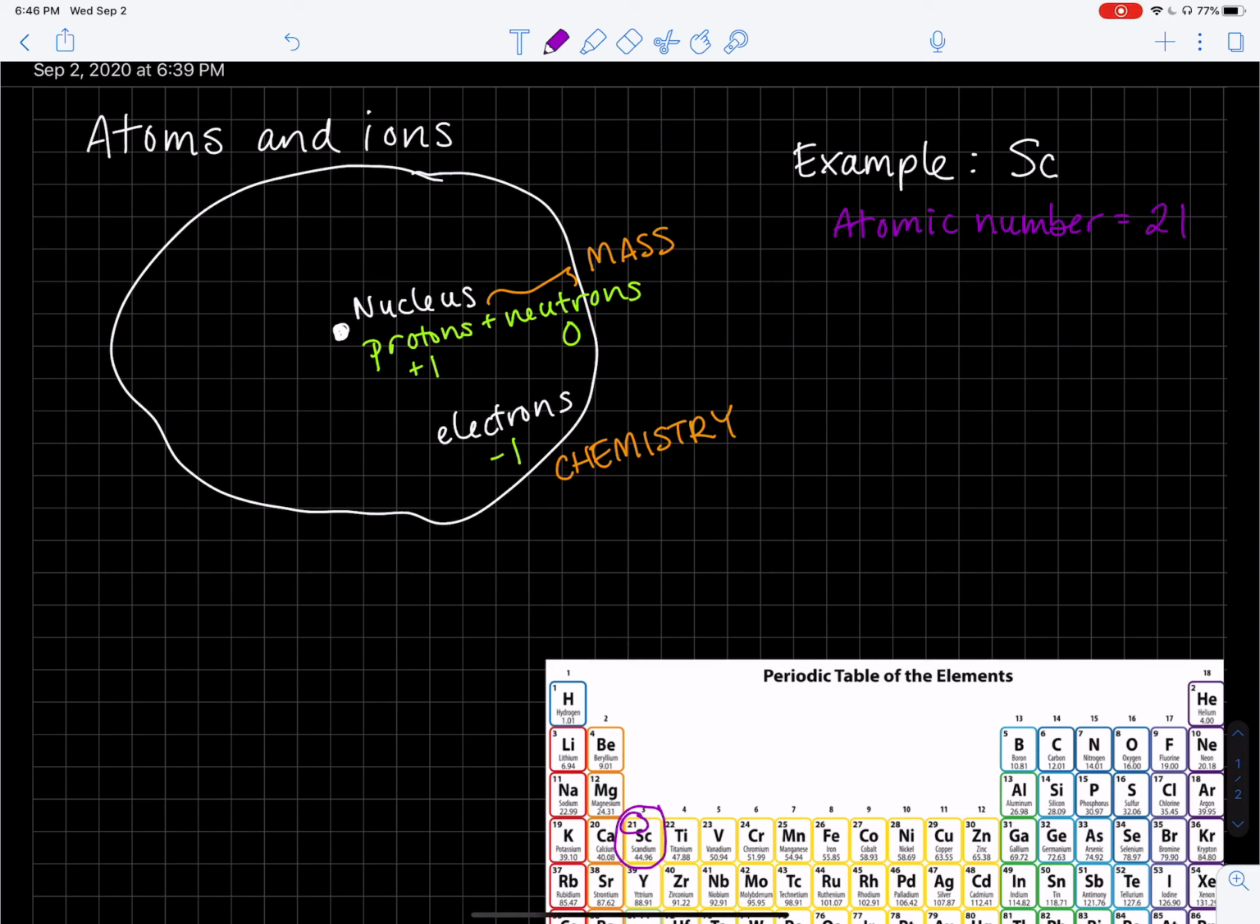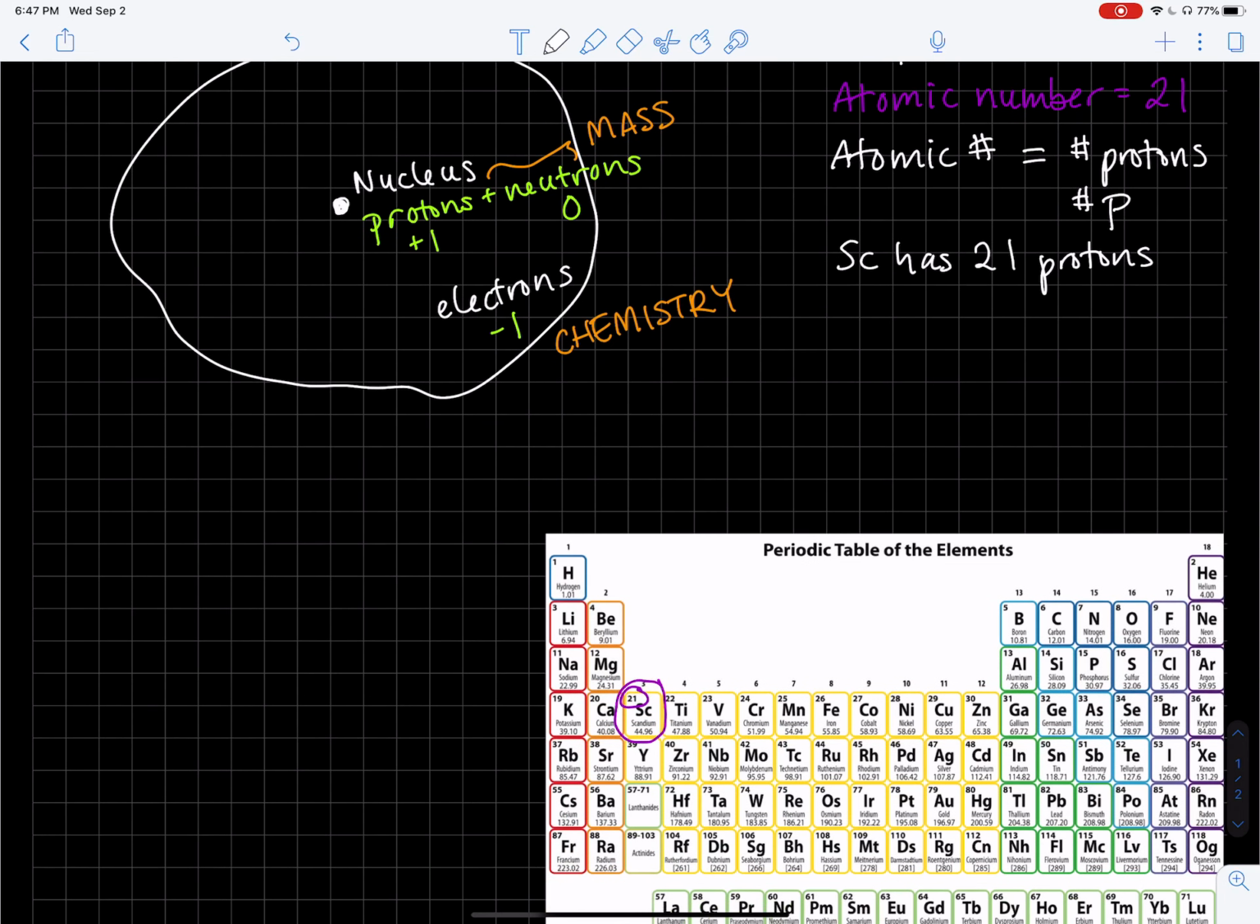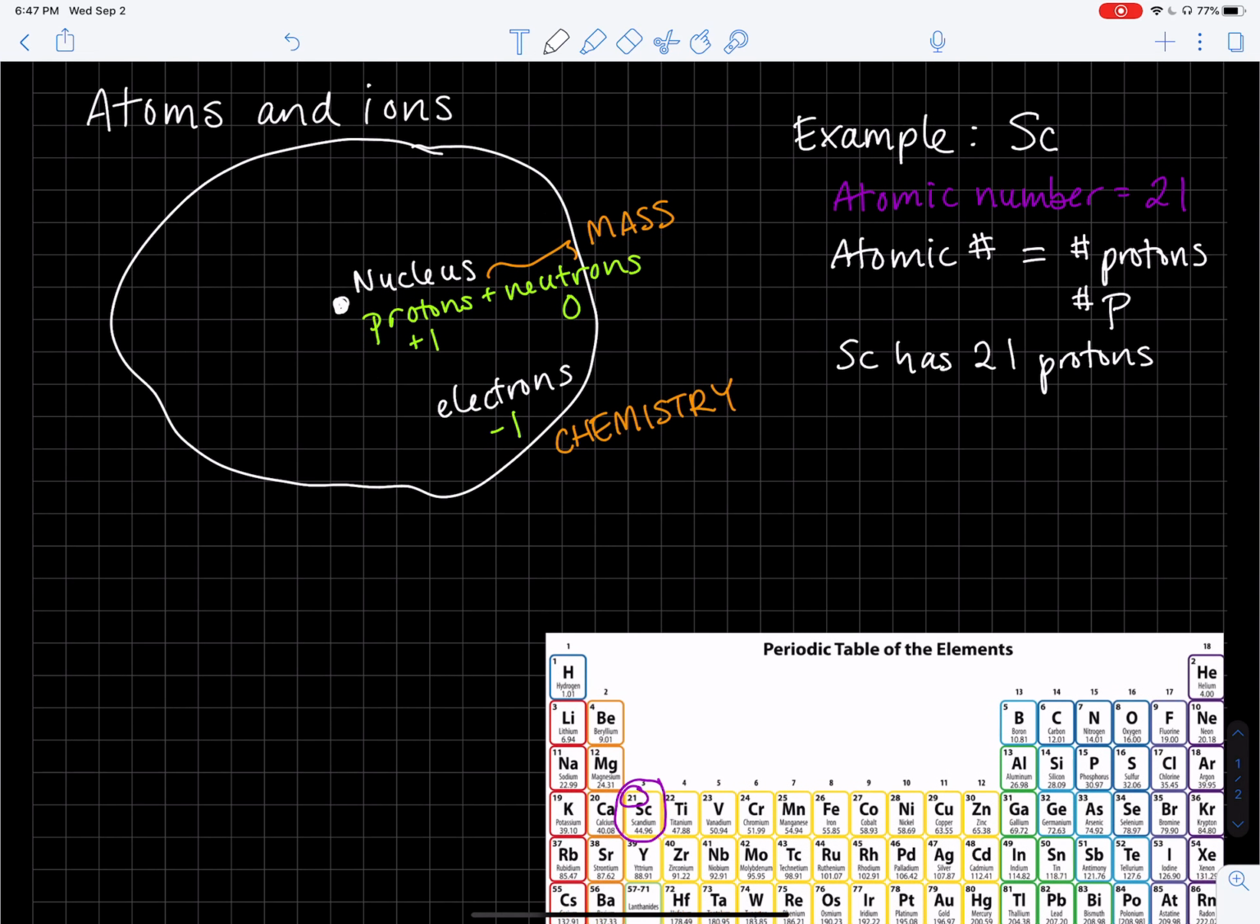Okay, so the atomic number is equal to the number of protons, or as I'll abbreviate it, the number of P. So therefore, scandium has 21 protons. How do you know, by the way, that it's called scandium? Well, actually, this periodic table is nice. If you can read it, it actually tells you the names of the elements. Sometimes they don't, and you just have to look it up. So scandium has 21 protons.